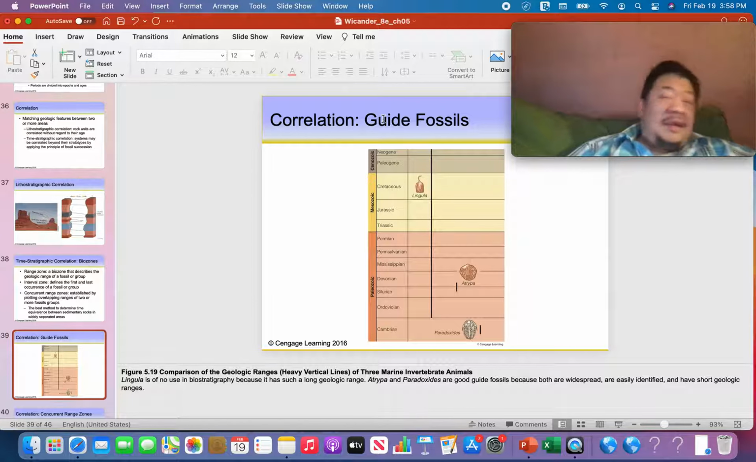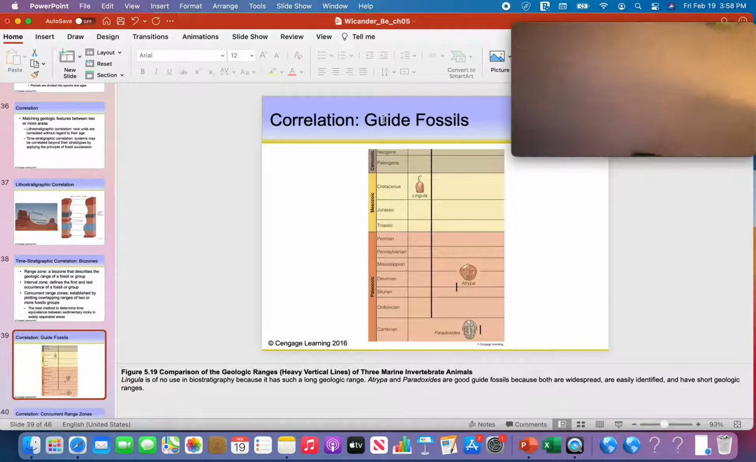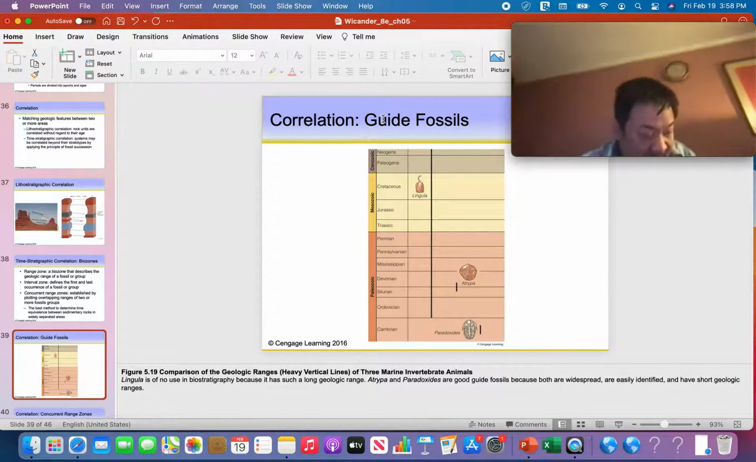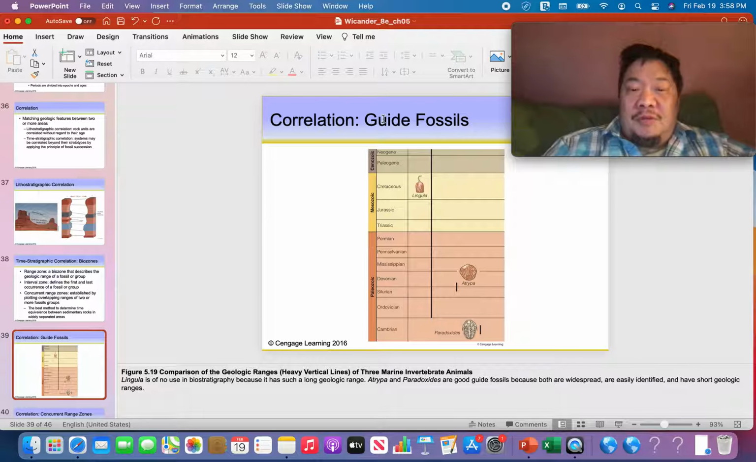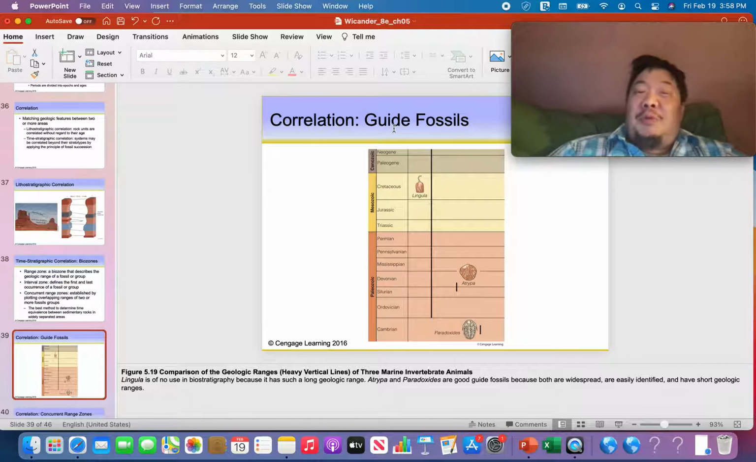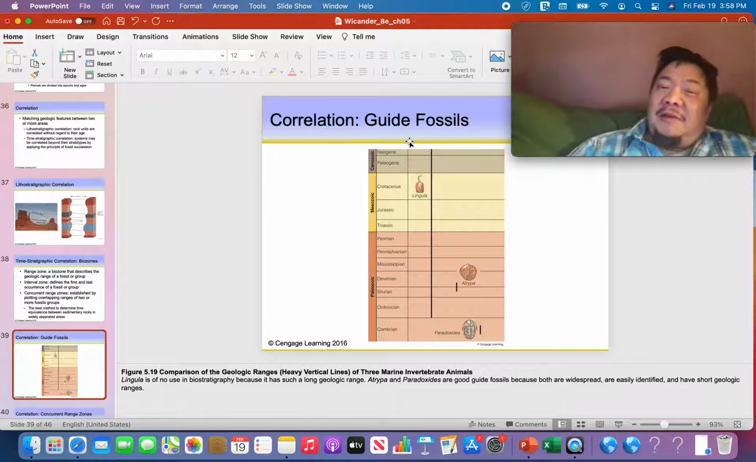So I'm guessing that the author of this book was British, because they used the term guide fossils. Don't get confused when you hear that word, guide fossils. This is the British way of doing it. The guide fossils, you Americans, you don't use that. You use index fossils, which means you're not speaking the Queen's language, are you?